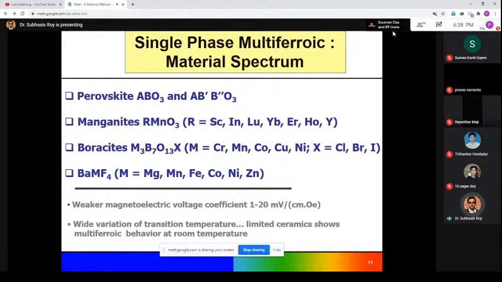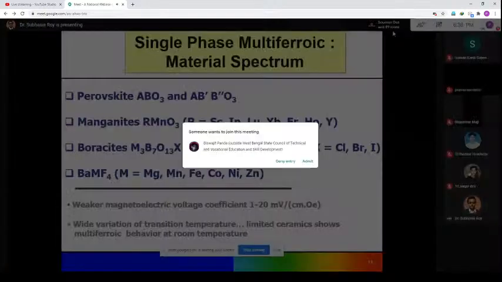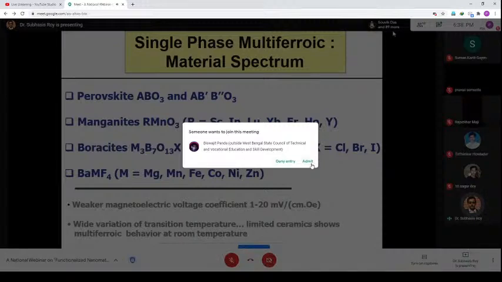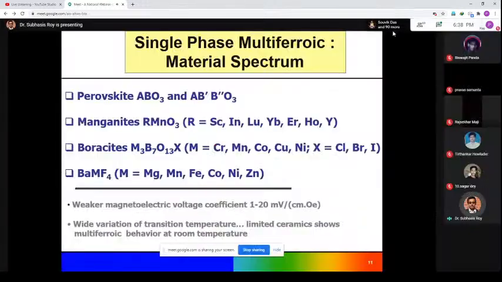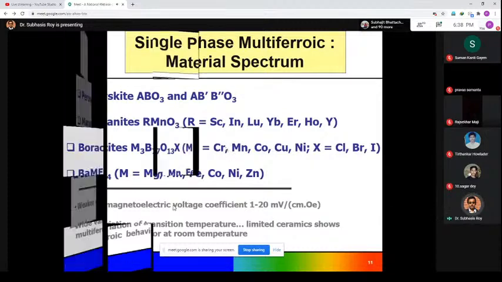If you see single phase multiferroics, there are a lot of them, of which the most important is the perovskite material, which has the structure ABO3. But it has a very weak magnetoelectric voltage coefficient, varying from 1 to 20, which is actually most important for the low power consumption memory device. And these single phase materials have wide varieties of transition temperatures. So to overcome this drawback, we prepare composite materials.